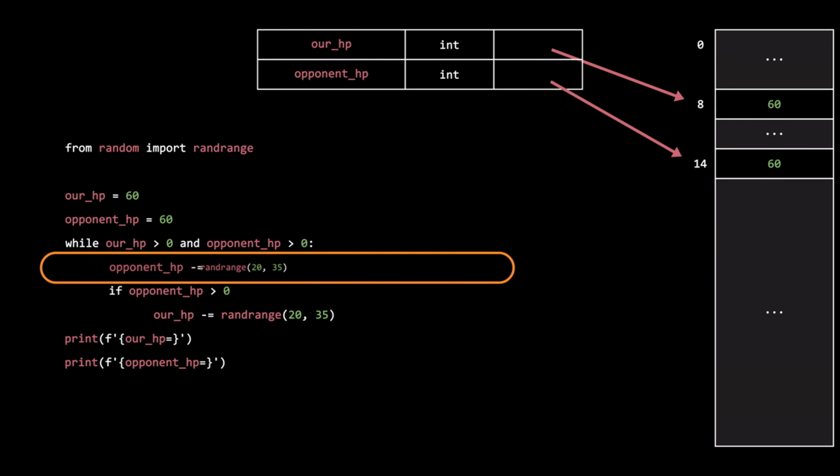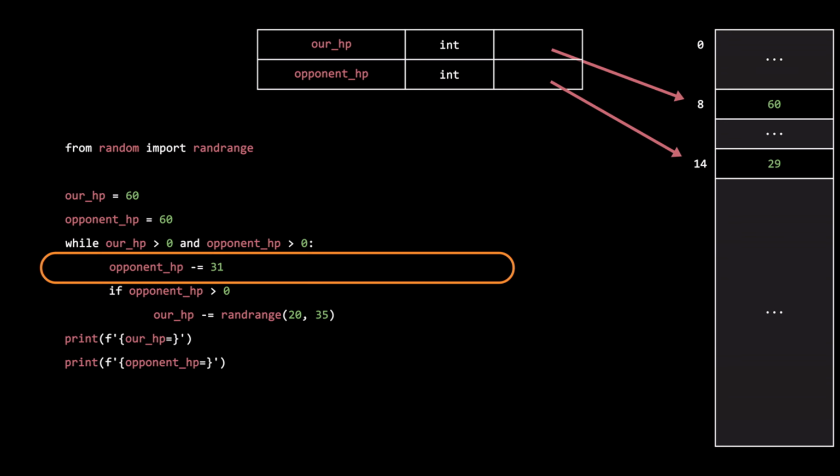So the first thing that we do is we generate a random number. And we happen to generate the random number 31. So we're going to subtract this from the opponent's HP. This simulates our move. So our Pokemon did a move, and we did 31 points of damage. So this is going to change the opponent HP value. So we can see that changes to 29.